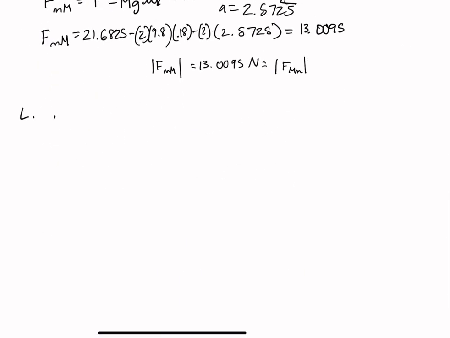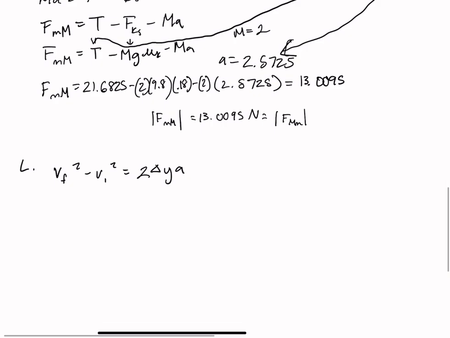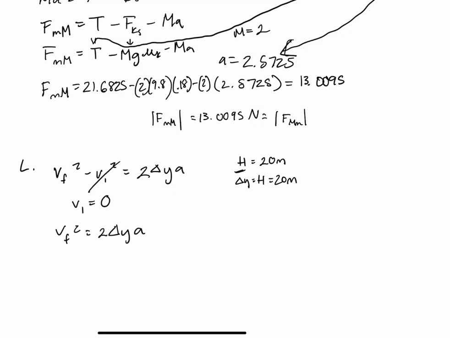For part L, we can use kinematics in the y direction because we're given the displacement between the starting point and the point at which the blocks will hit the floor. So we're given h equals 20 meters. And again, h is just the displacement y. We're also told that it starts at rest, which means that initial velocity is 0, so we can just get rid of that term. And from here it's pretty easy. If we square root both sides, this will cancel. So Vf is equal to the square root of 2 delta y times a.